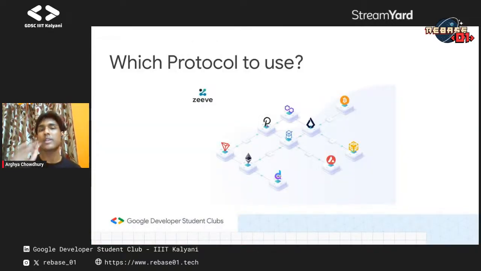So which protocol to use? There are multiple options, and we will be talking about two main protocols in this session, which are Wormhole and Router Protocol. But there are different protocols as well, for messaging and for transferring assets, and each of those protocols provides something new.